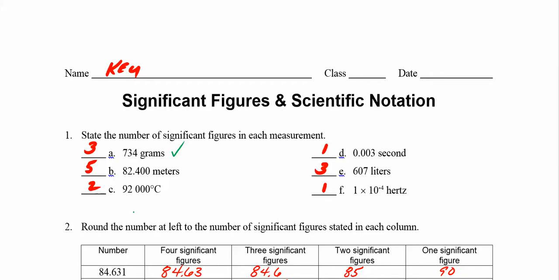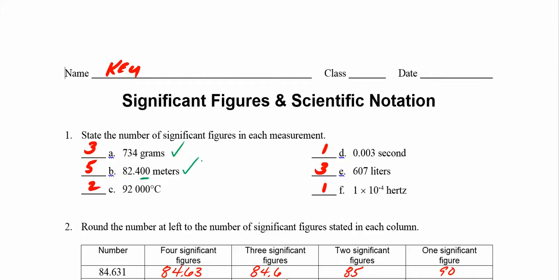Let's look at B. We have 82.400 meters. Remember that trailing zeros count, but only if there's a decimal, and there is. So those zeros matter. They count. We mean 82.400. Those zeros are not just holding a place. They actually mean something. So 5 significant digits.